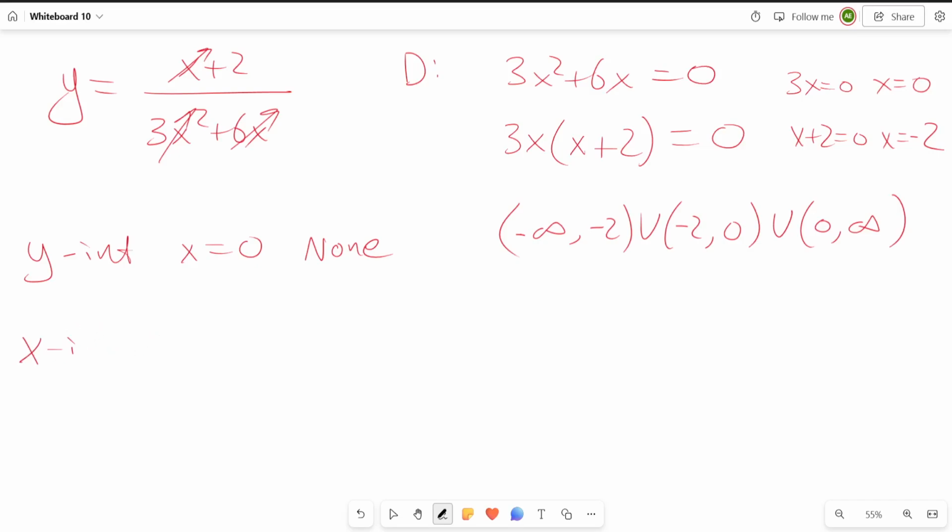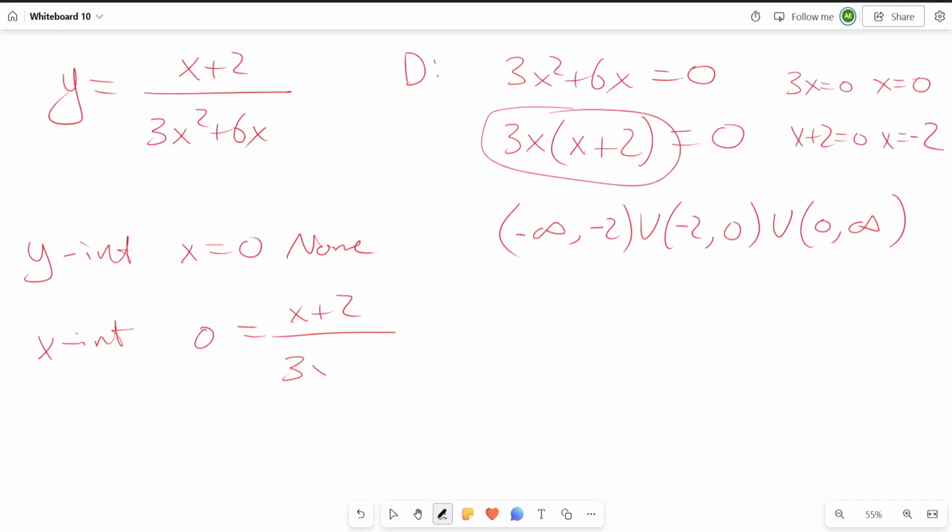My x-intercept, the way we solved is basically, let's just remove this. The way we solved, this was none, was setting y equals 0. Let's do that. So 0 equals x plus 2 over, instead of writing 3x squared plus 6x, I'm going to write it in this form, and I'm going to show you why later. So 3x times x plus 2. I can see here that there is a repeated factor that could be cancelled from the numerator and the denominator. I will show you why this is important.